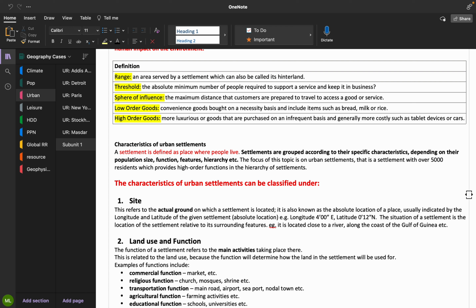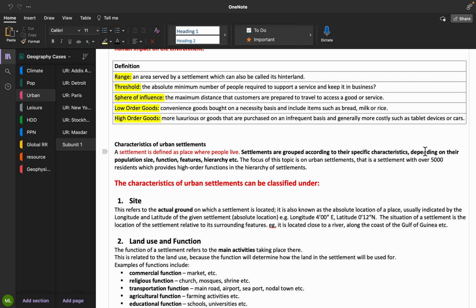So the first word is range. So this means an area served by a settlement, which can also be called a hinterland. So the second word is threshold, which means the absolute minimum number of people required to support a service and keep it in business. And thirdly, this is sphere of influence. You also use this word in leisure, sport, and tourism, but it also applies to this unit as well. So this means the maximum distance that customers are prepared to travel to access a good or service.